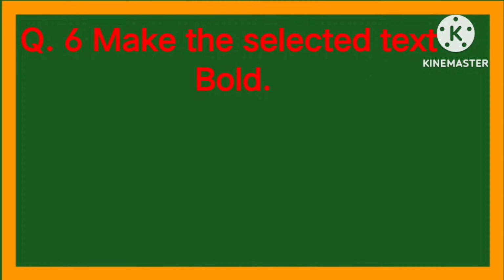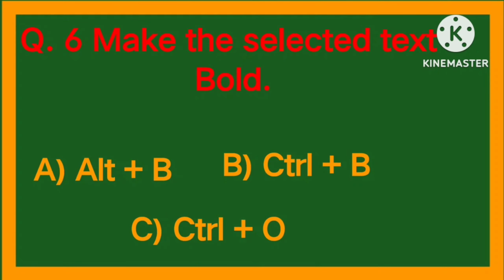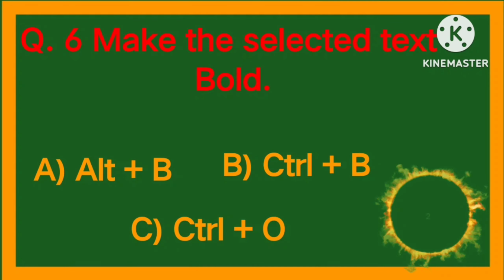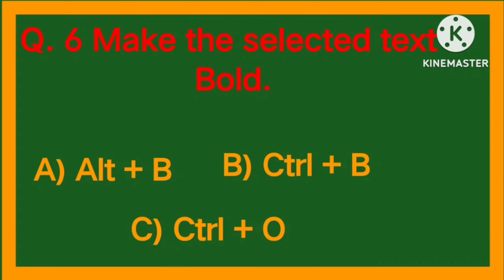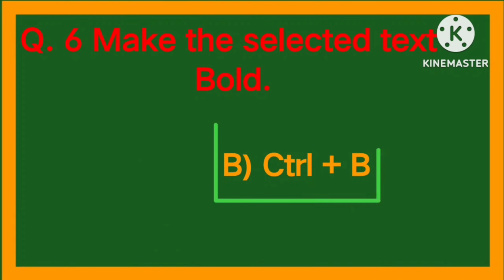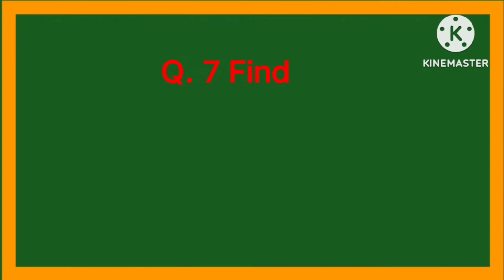Question number 6. Make the selected text bold. Your option is A. Alt plus B, B. Control plus B, C. Shift plus O. The correct option for this question is B. Control plus B.